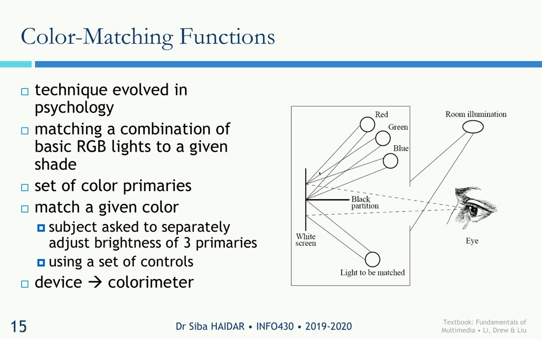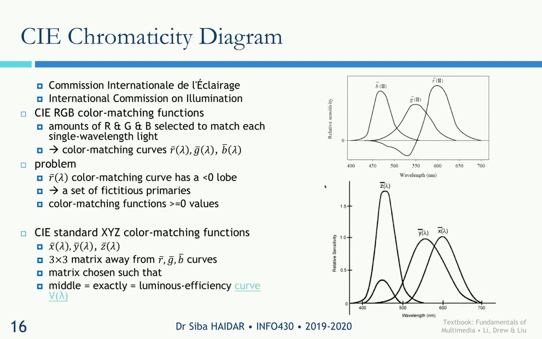Then we say thank you, the next person comes, and we make statistics. We take the average of the values that everyone has given us. This device is called a colorimeter, and the experiment is called color matching functions. Then we vary the lights, and for each light we note the parameters for red, green, and blue values to obtain this light.